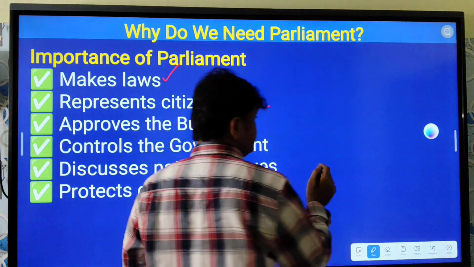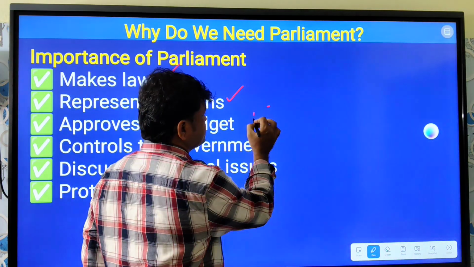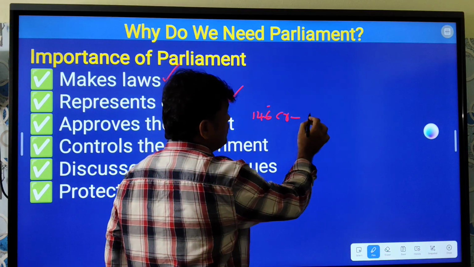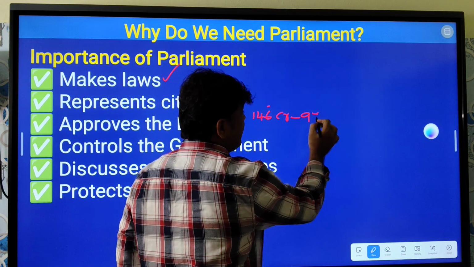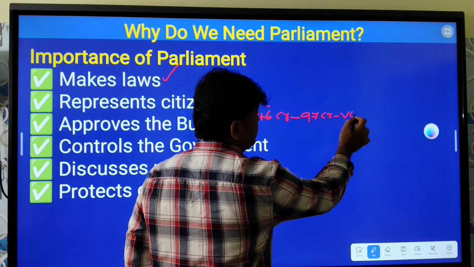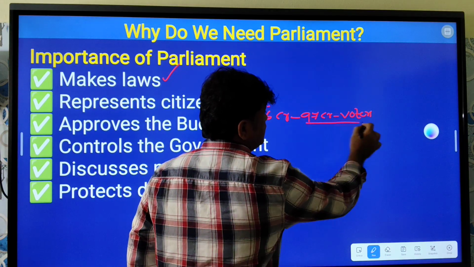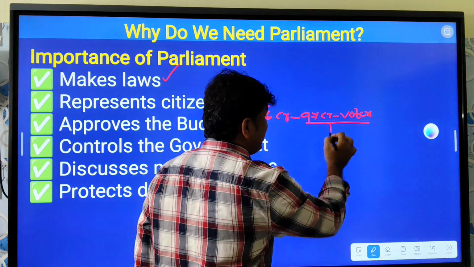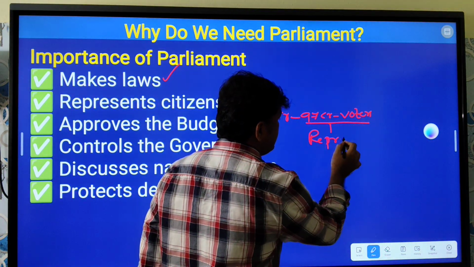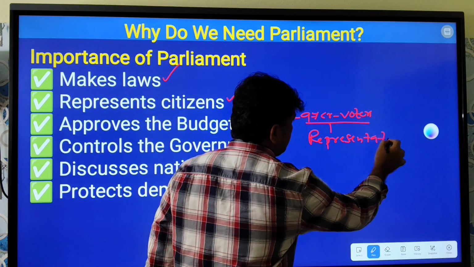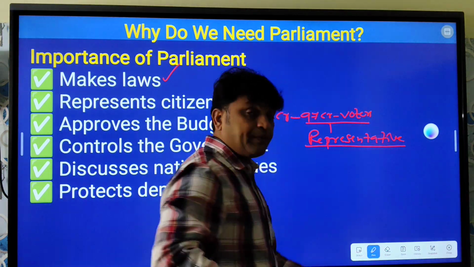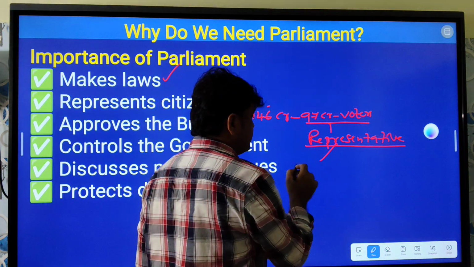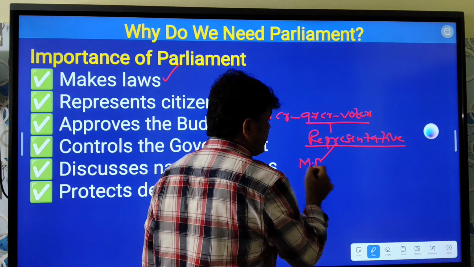India, as you all know, has a 146 crore population. How much? 146 crore population. Among the 146 crore, there are nearly 97 crore voters. These 97 crore voters will elect their representatives. Representatives are again of two types. One is at the national level. They will elect the member of parliament.